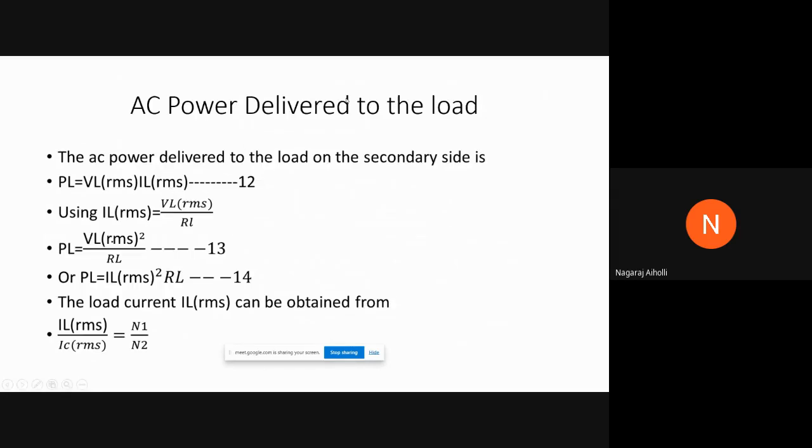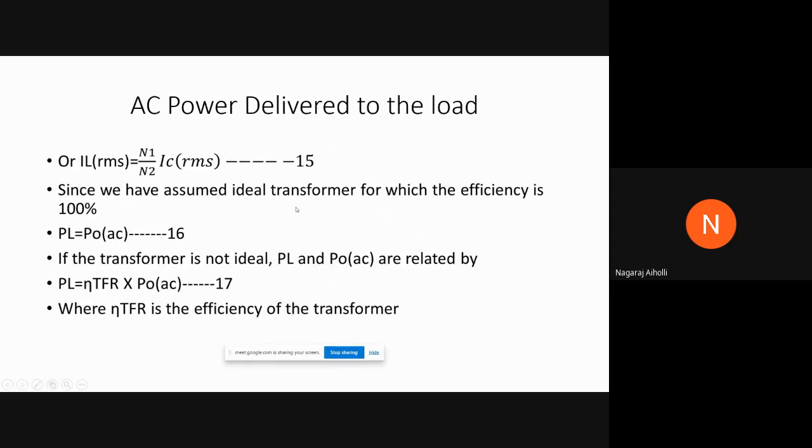Then the AC power delivered to the load, how much AC power is delivered to the load, is given by these equations, that is PL is equal to IL RMS square into RL, and PL is equal to VL RMS square divided by RL. Then if the transformer is 100% efficient, the load power is equal to the AC output power. If the transformer is a practical transformer or not an ideal transformer, then the load power divided by the AC output power is equal to eta TFR, where eta TFR is the efficiency of the transformer.